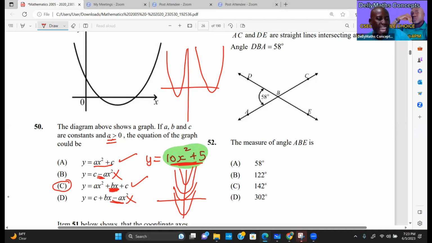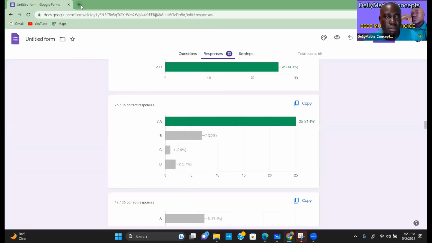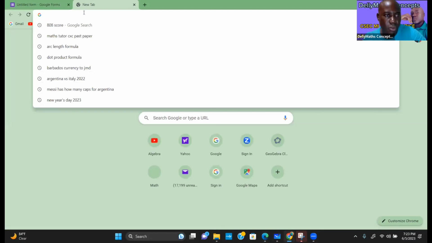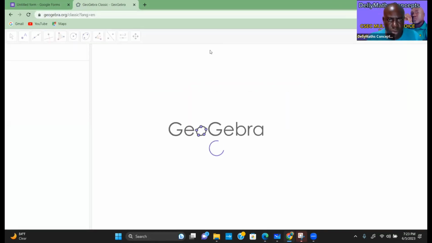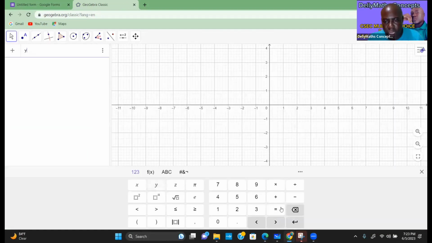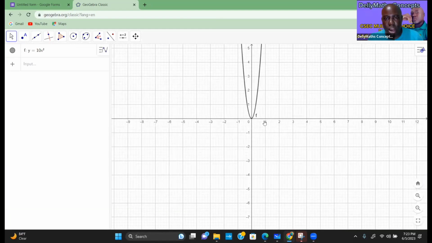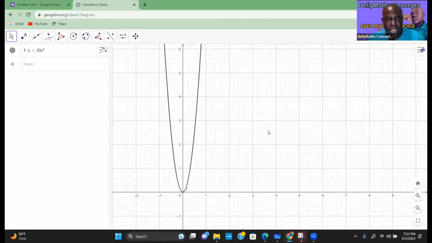That one is telling you that any graph it is representing will jump off the axis. So I'll try to prove it for you. Let's take a look. We are online, so we can do a lot. We could go to GeoGebra Classic and show ourselves. I'm going to create y equals 10x squared. See that? It's already on the axis. Look, it's on the y-axis. That's what I mean.